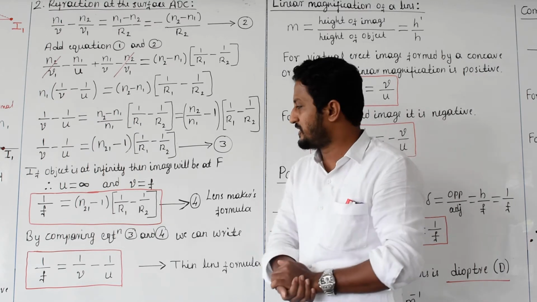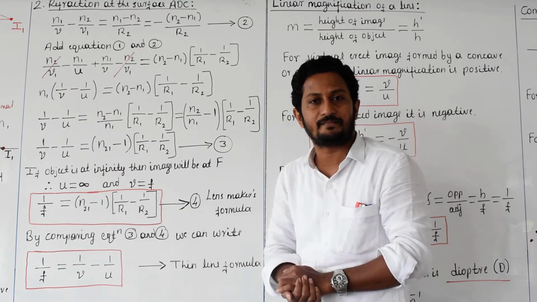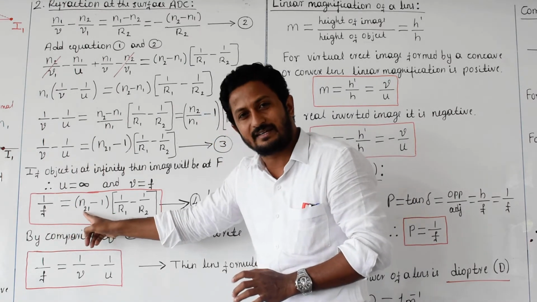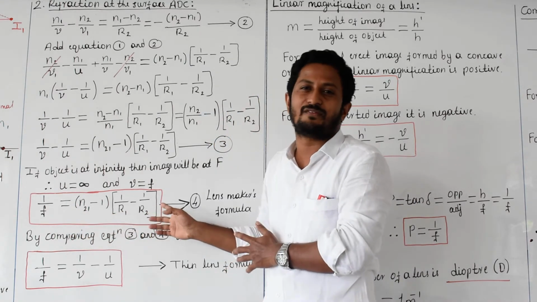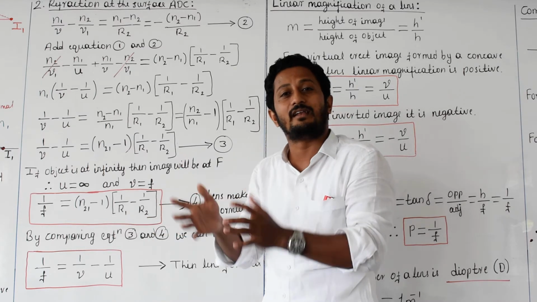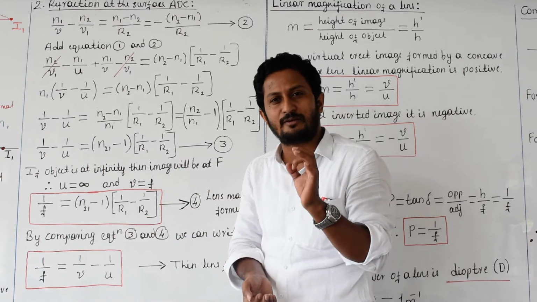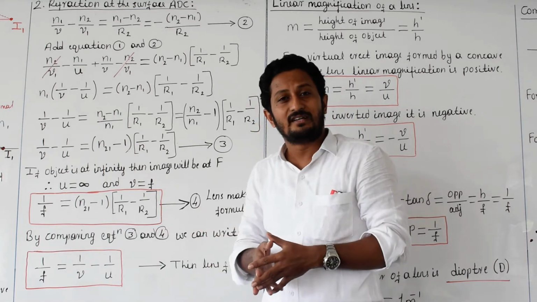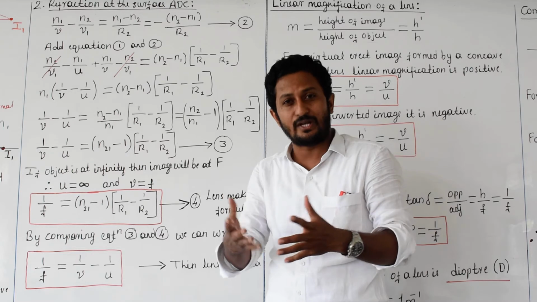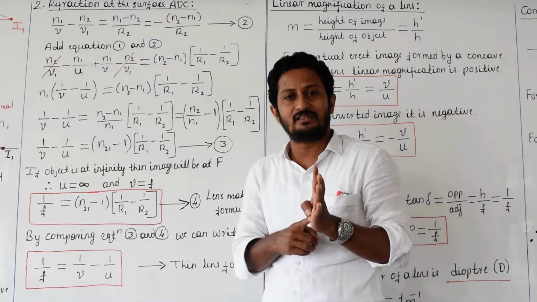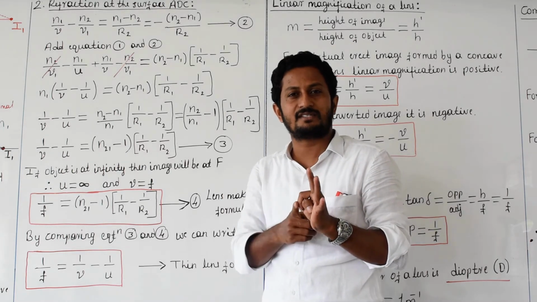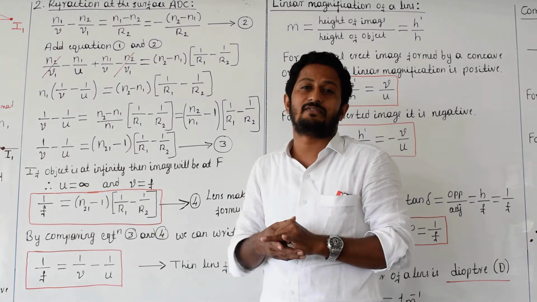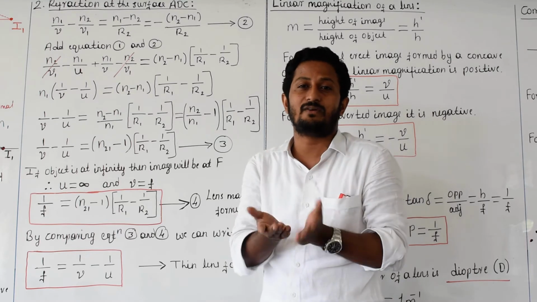It is an equation which relates the focal length, refractive index and radius of curvature of the lens. Have you understood what it means? The lens maker's formula is an expression which relates the focal length, refractive index and radius of curvature of the respective lens.